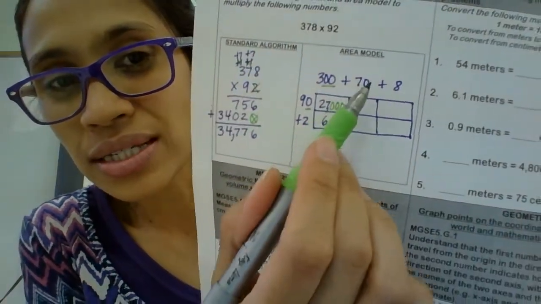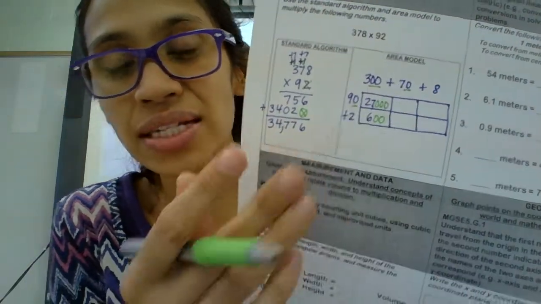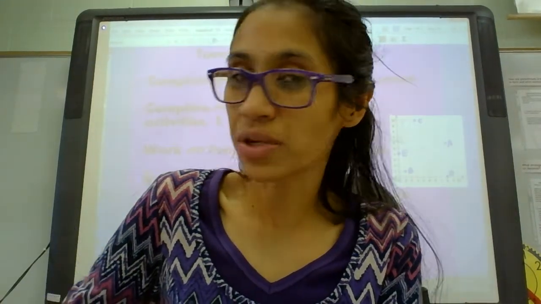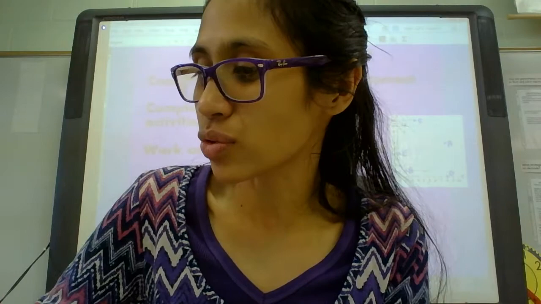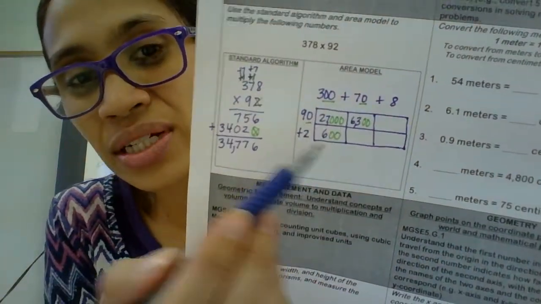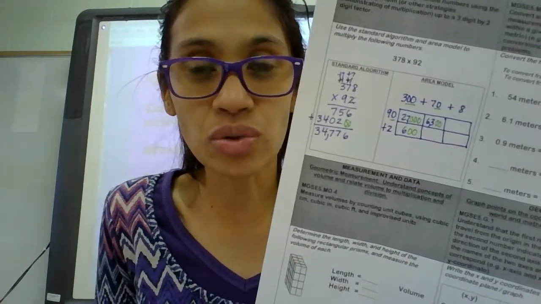Next, we do 70 times 90. It's like 7 times 9, which is 63. And then how many zeros do you add? You add 2 zeros because 70 has 1 and 90 has 1. 1, 2 zeros, put your comma. So that's 6,300, just like that. And then we do 70 times 2. It's like 7 times 2 is 14. Then add a 0. I'm going to write 14, add a 0.